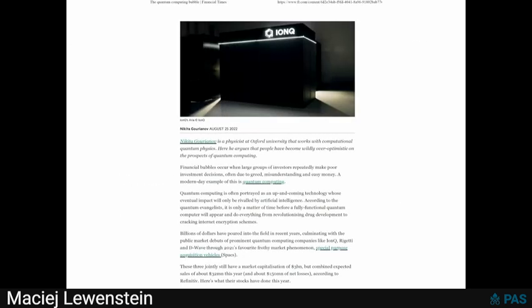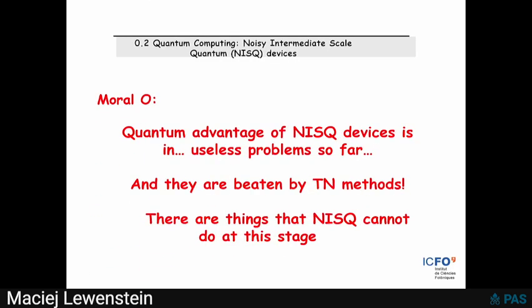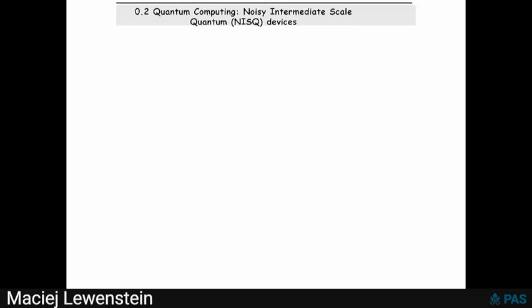There is a famous article, I don't remember if it was in the Guardian or elsewhere, about the hype of quantum computing. So I would say the first moral is that quantum advantage of NISQ devices so far is for not so useful problems, and they are beaten by tensor network methods. So what can we do in the era of NISQ processors and then the era of computing devices which have errors?